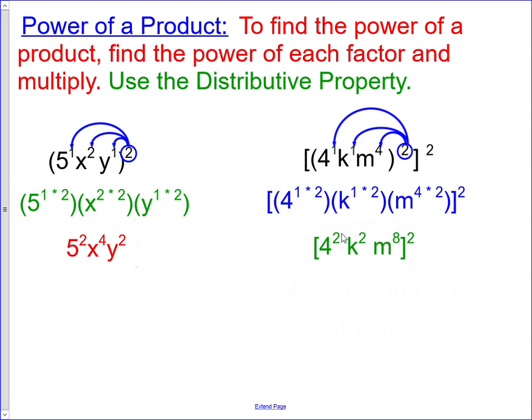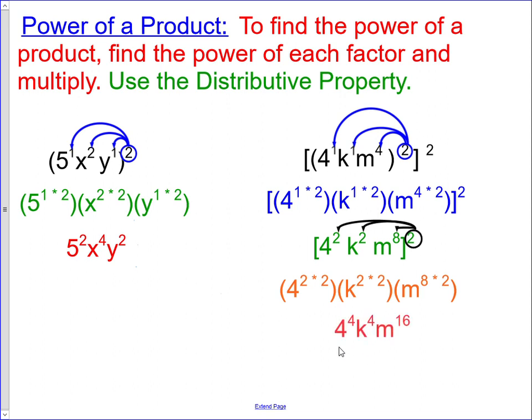Now we're going to take this product and raise it to the second power. So again, we'll distribute that across. So we'll end up with 4 to the 2 times 2 power, k to the 2 times 2 power, and m to the 8 times 2 power. Multiply our exponents, and our final product is 4 to the 4th power, k to the 4th power, m to the 16th power.